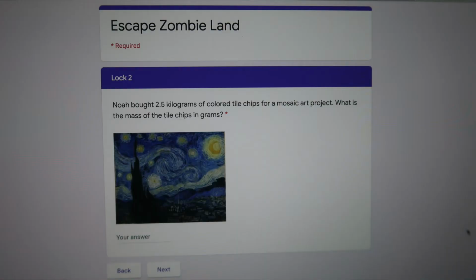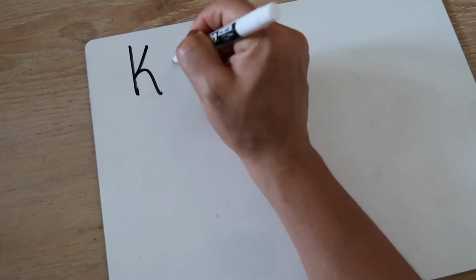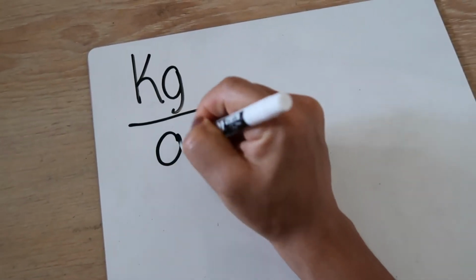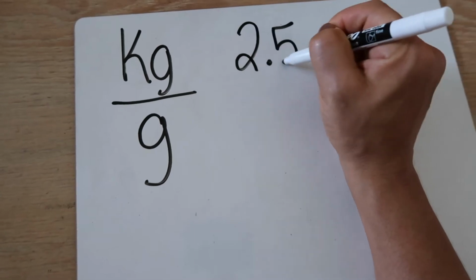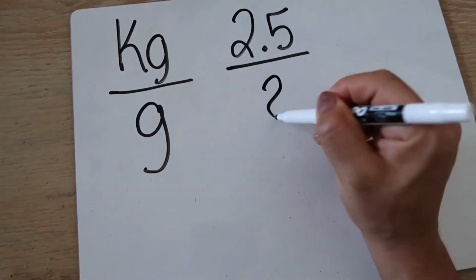Problem number 2. We need about 2.5 kilograms of colored tile chips for our project. What is the mass of the tile chips in grams? Well, we're comparing kilograms and grams, so we're going to set it up as a proportion. Kilograms in the numerator, what information is given? 2.5 kilograms. How many grams?